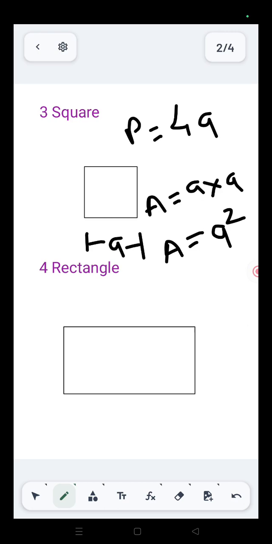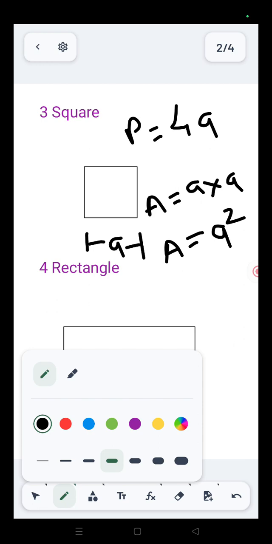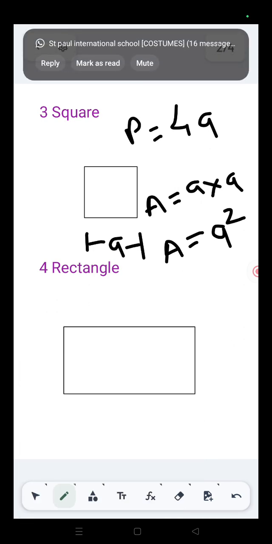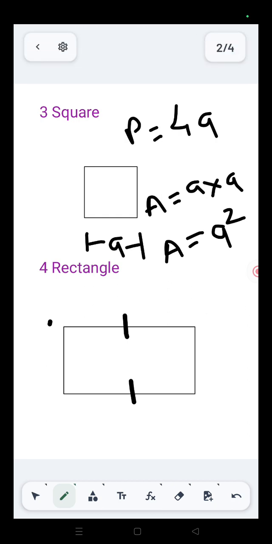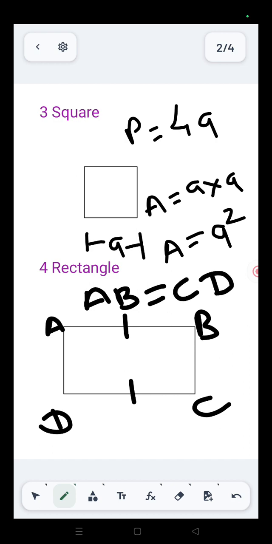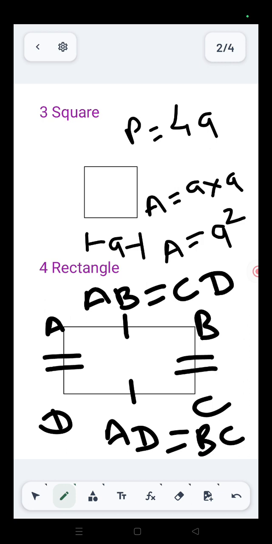Now come to the next figure, number 4, rectangle. A rectangle is a type of quadrilateral in which opposite sides are parallel and equal. Suppose this is the rectangle, we named it ABCD. So its opposite side AB is equal to CD, and similarly AD is equal to BC. So its opposite sides are equal.